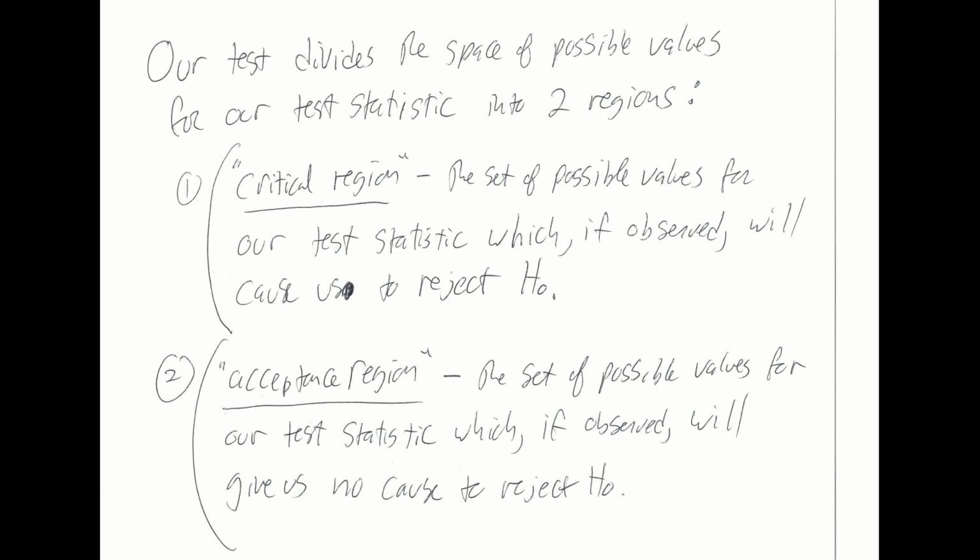So the acceptance region and the critical region are going to be, your test statistic is going to fall somewhere on the line, right? Here this is a one-dimensional statistic, so it falls somewhere on the real line. There's a portion of values on the real line, for us it's between 3.5 and 4.5, where if your test statistic happens to land in that region, you have no cause to reject the null hypothesis. If your test statistic falls outside of that region, in the critical region, that's when you reject the null hypothesis.